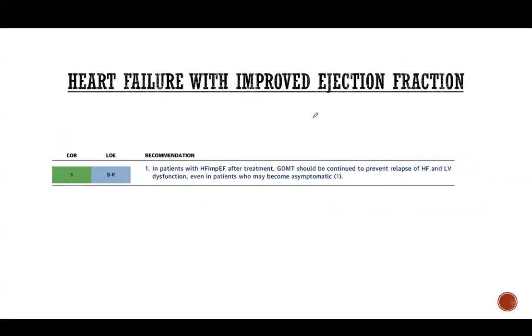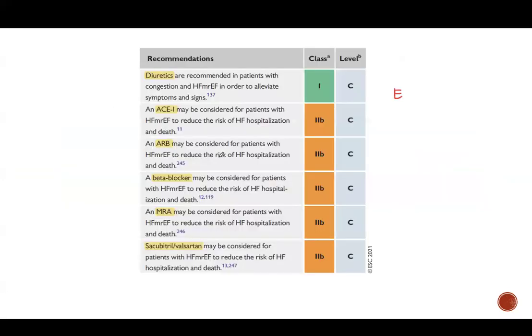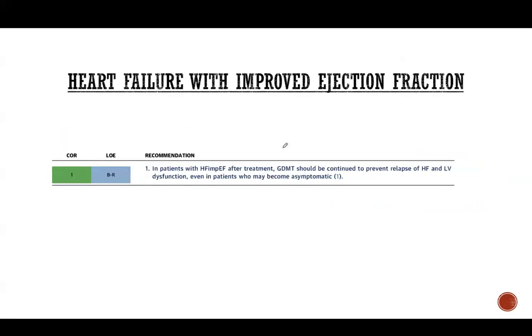Heart failure with improved ejection fraction. Suppose a patient who was having an ejection fraction of less than 40% has now improved to more than 40% on guideline-directed medical therapy. Suppose the patient is on all this therapy, that is ACE inhibitor, ARB, and all, and after that his ejection fraction has improved to more than 40%, then also you should continue all these drugs, to prevent relapse of heart failure and LV dysfunction. We generally tend to think that the patient's ejection fraction has now improved, but you should not stop treatment in this case. All this guideline-directed medical therapy, that is ACE inhibitors, beta blockers, mineralocorticoid receptor antagonists, everything should be continued.